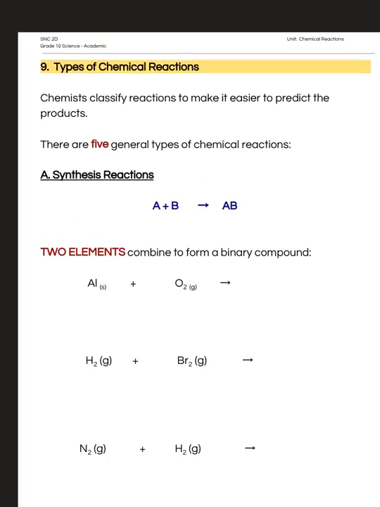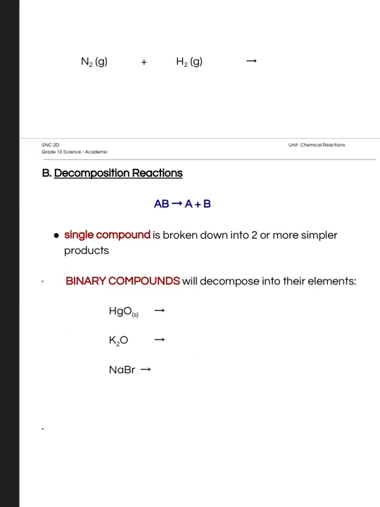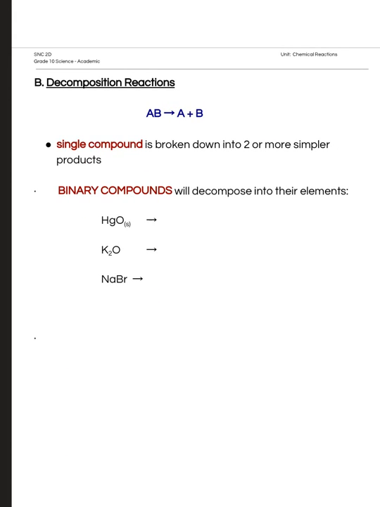So the first one was synthesis. In a synthesis reaction, this is when we start with two separate products and we end with one compound. So two separate products, one compound. Then we had our decomposition reaction, which was the opposite of a synthesis reaction. So this is where I have my one compound and I break it down into its pieces. I start with something that's whole and break it into its pieces.